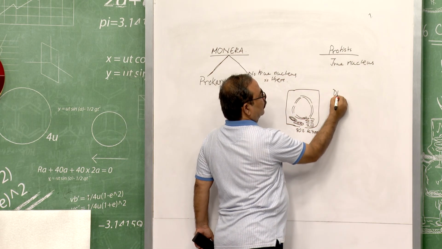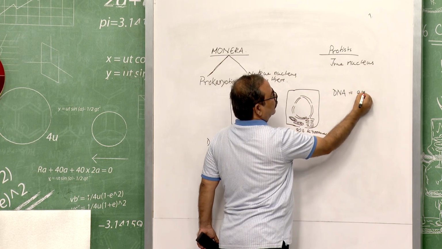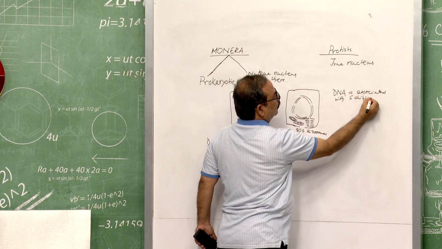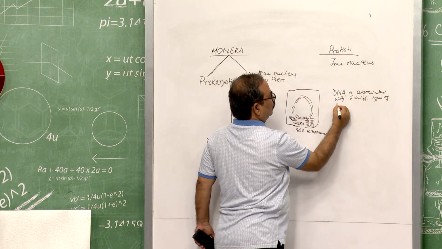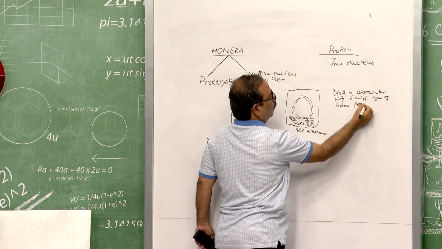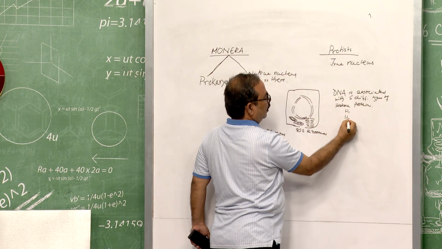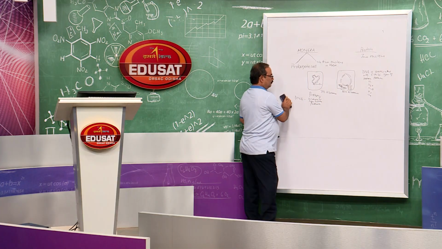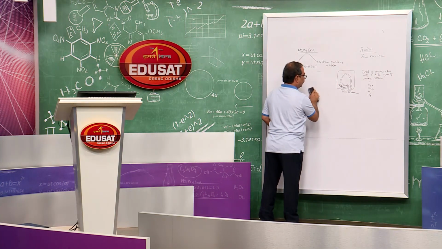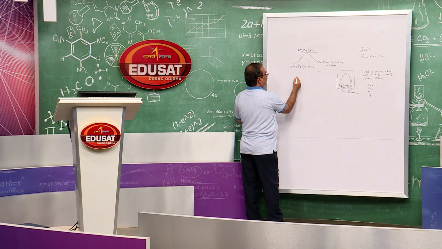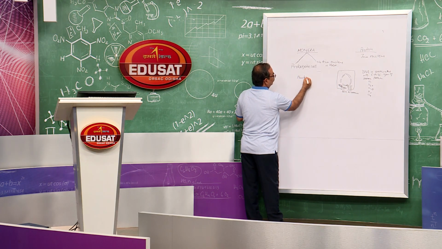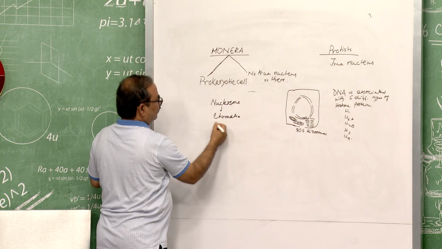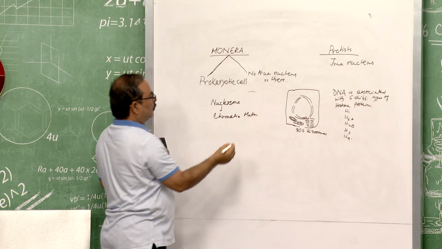In this case, DNA is associated with five different types of histone proteins: H1, H2A, H2B, H3 and H4. Well, these five different histone proteins together make the nucleosomes and then the chromatin material. This is the specialization of eukaryotic cells.